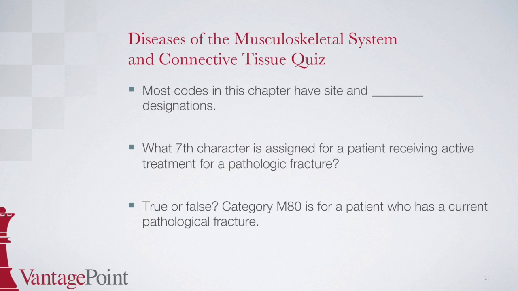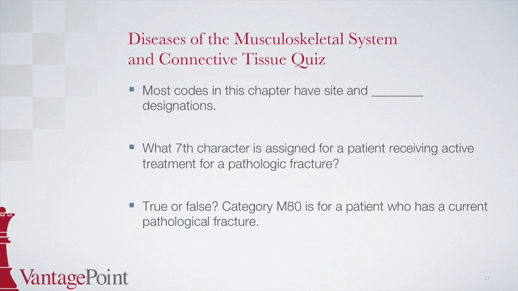Now it's time for our quiz. Our first question is, most codes in this chapter have cite and blank designations. The second question is, what 7th character is assigned for a patient receiving active treatment for a pathologic fracture? The last question is true or false. Category M80 is for a patient who has a current pathological fracture. You can pause the webinar to write down your answers and then hit play to find out if you were correct.